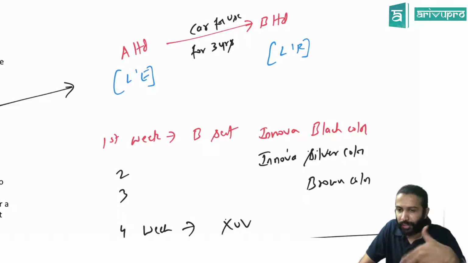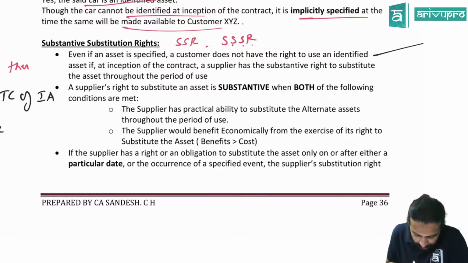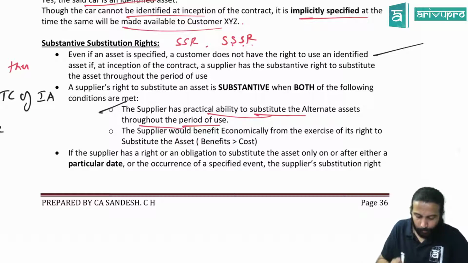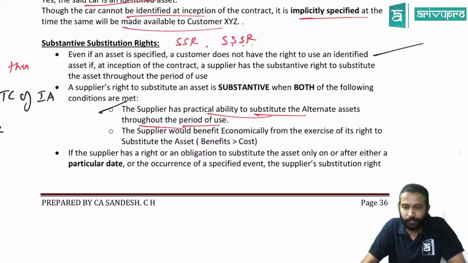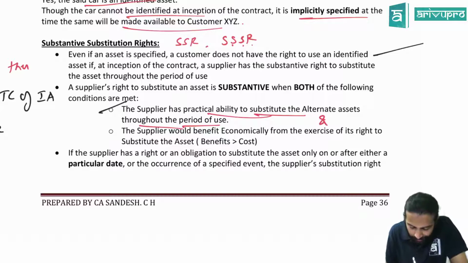Now, let's look at what those two conditions are. Those two conditions are called out here. The supplier has a practical ability to substitute the asset throughout the period of use. Underline the words practical ability to substitute. Underline the words throughout the period of use. And the supplier would benefit economically by exercising its right.